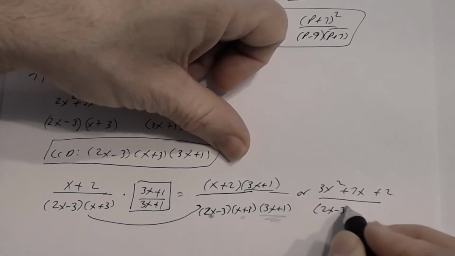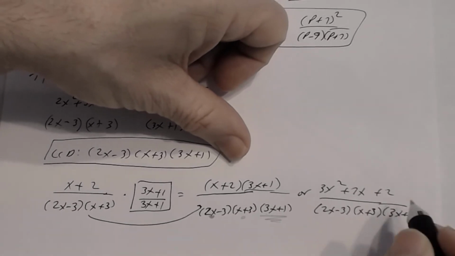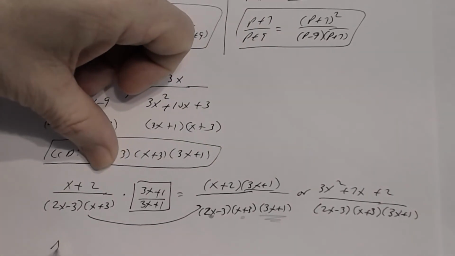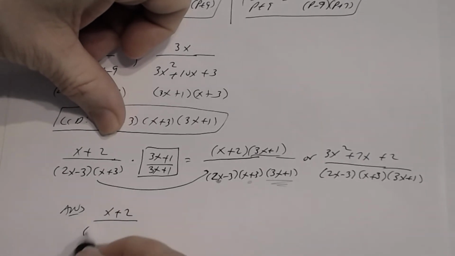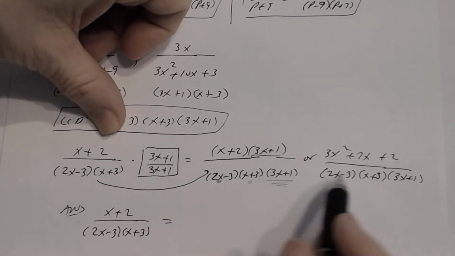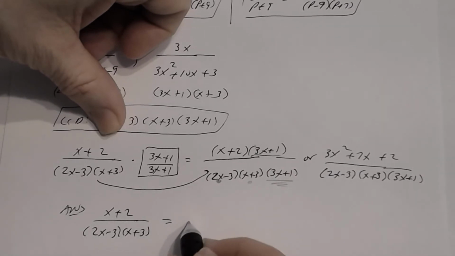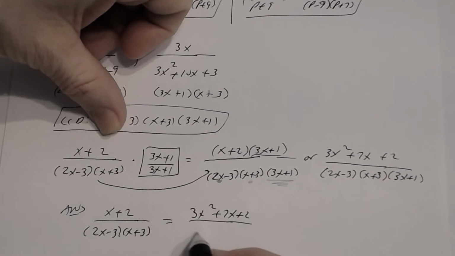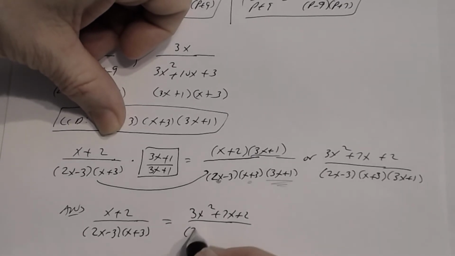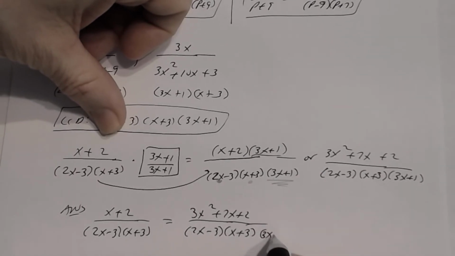All right, so what I found now is this. So I found that x plus 2 divided by 2x minus 3 times x plus 3 is equivalent to either one of these. So I'm just going to go ahead and leave it as, I'll do this one. Is equivalent to 3x squared plus 7x plus 2 divided by this denominator. 2x minus 3 times x plus 3 times 3x plus 1.